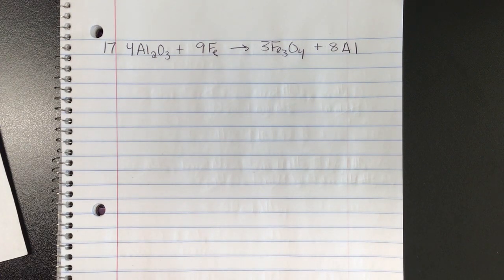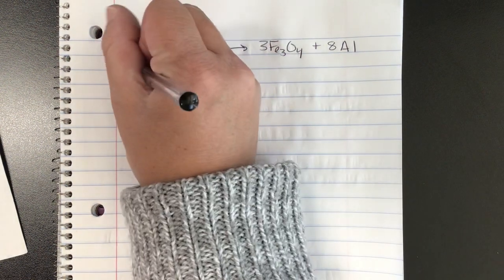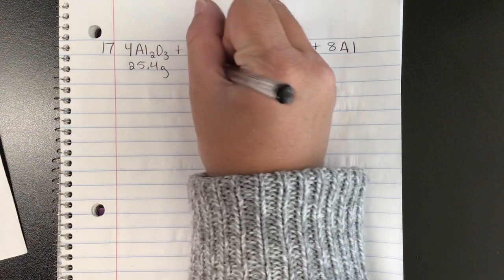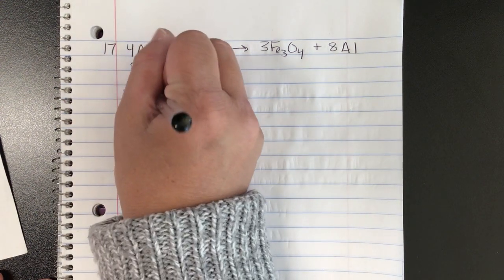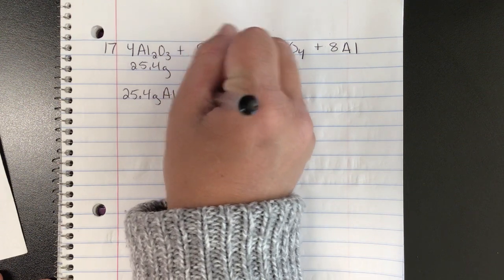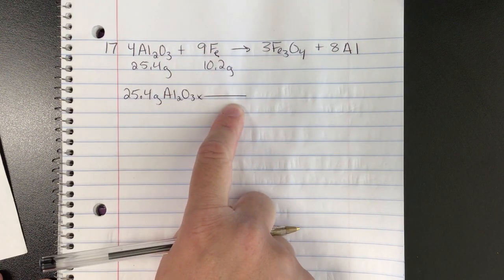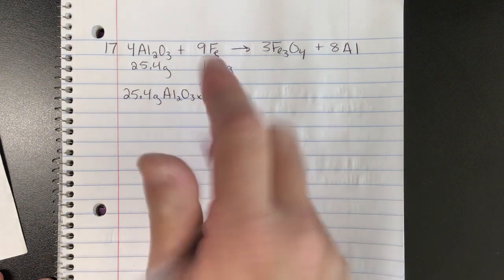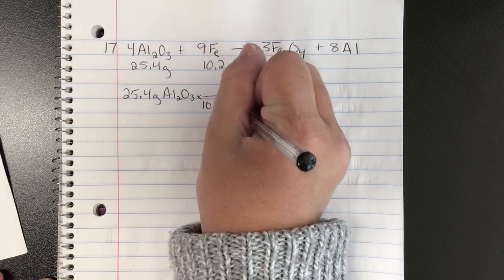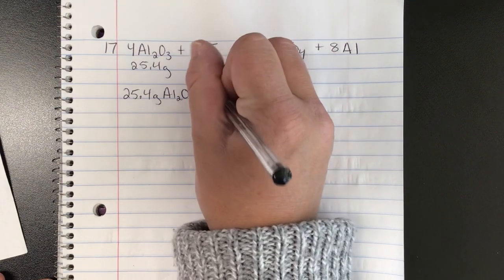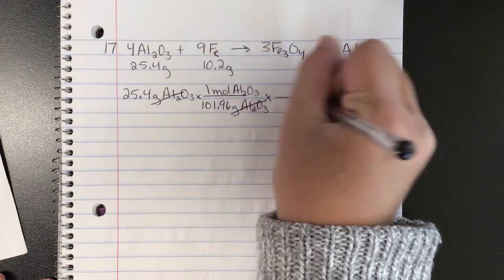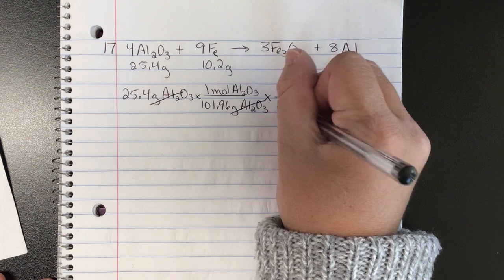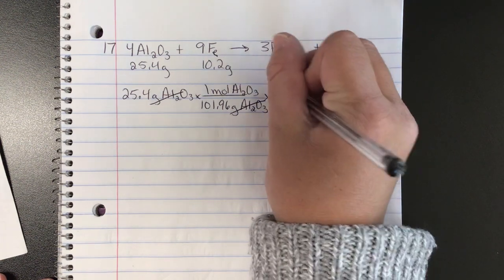It says if 25.4 grams of aluminum oxide react with 10.2 grams of iron, what is the limiting reactant? So again, we're going to compare reactants here. We want to do a mole ratio, but before we can do that, we need to change this to moles. So the molar mass is 101.96 grams for aluminum oxide per 1 mole. Then we do our mole ratio, 4 to 9, so 4 moles of aluminum oxide, 9 moles of iron.